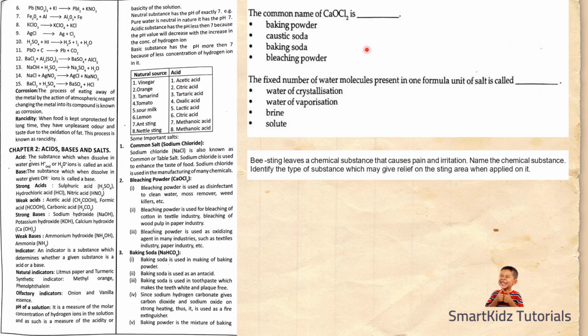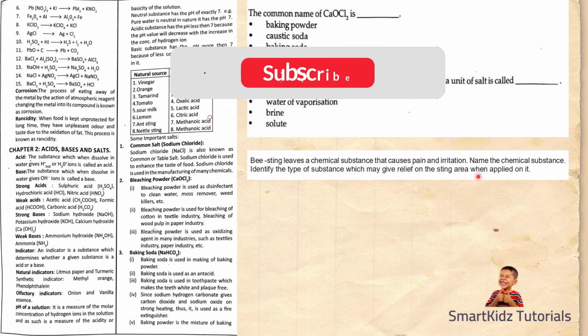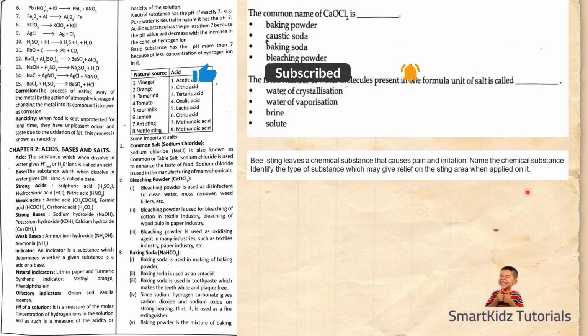Some questions over here. The common name of CaOCl2 is what? We've gone through that. Fixed number of water molecules present in one formula unit of solid: you should know what is water of crystallization, and its full form. And here is an application question. A bee sting leaves a chemical substance that causes pain and irritation. Name the chemical substance. Identify the type of substance which may give relief when applied on the sting area. So you will get an application question like this.